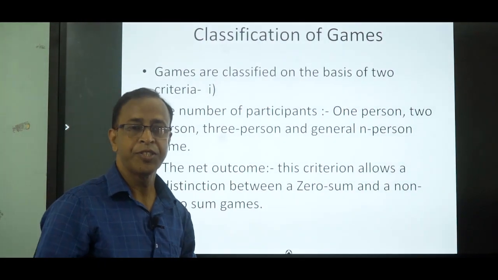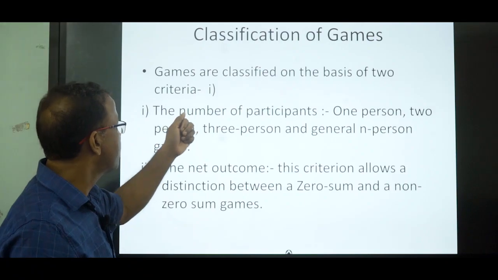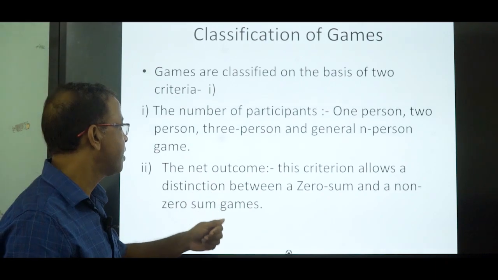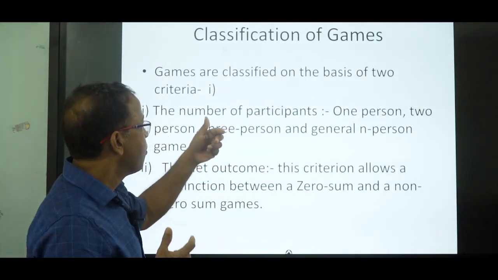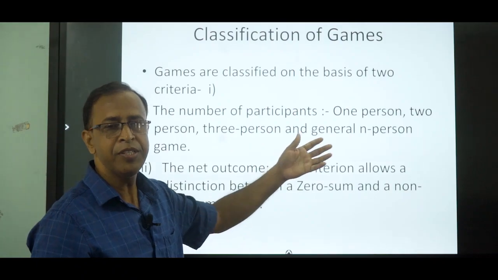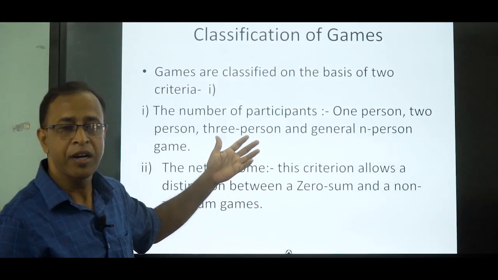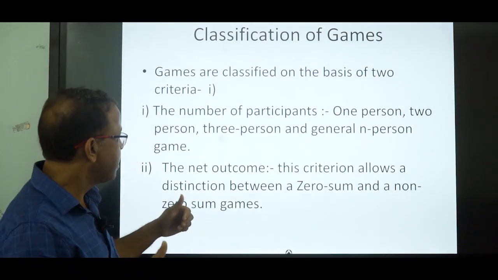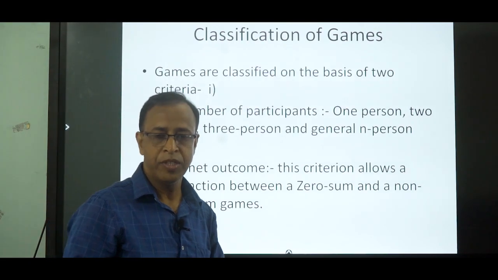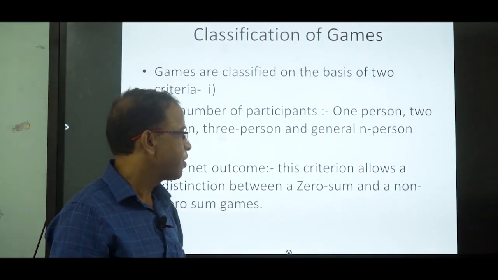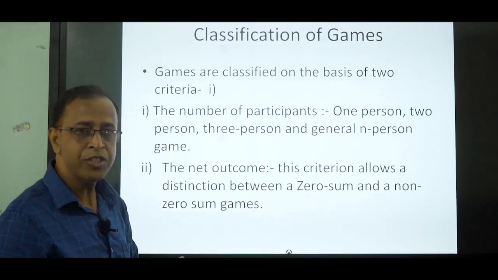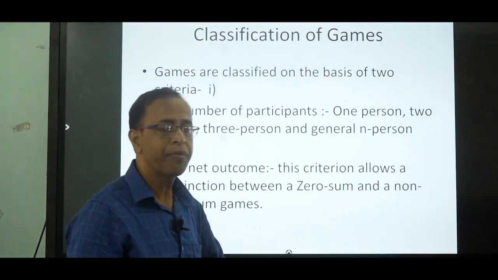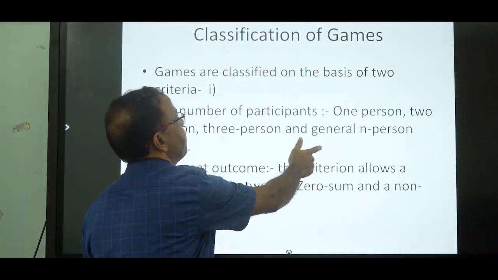Classification of games. Games are classified on the basis of two criteria. One is the number of participants and another is the net outcome. On the basis of the number of participants, there are 1-person games, 2-person games, 3-person games, up to the general n-person game. And the second criterion is the net outcome. On the basis of the outcome criterion, there are basically two types of game: zero sum game and non zero sum game.